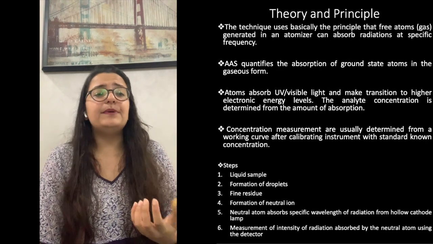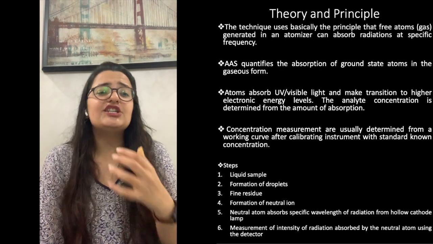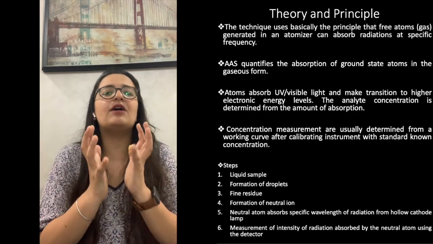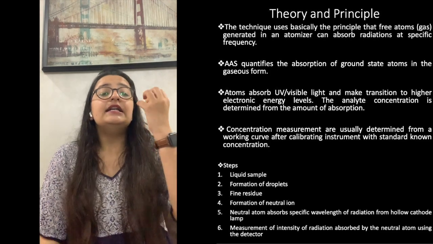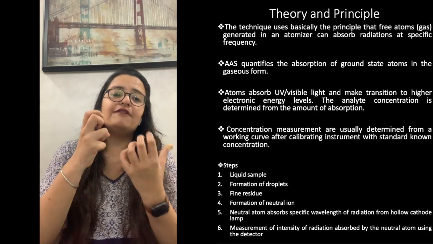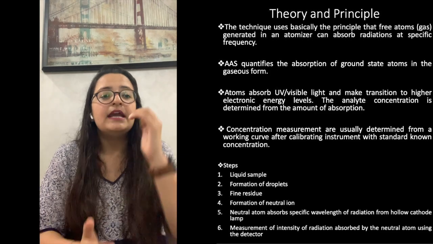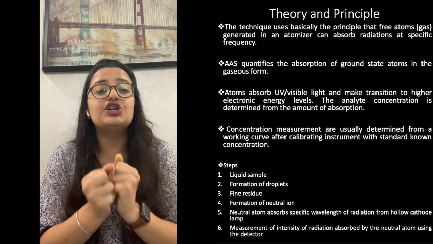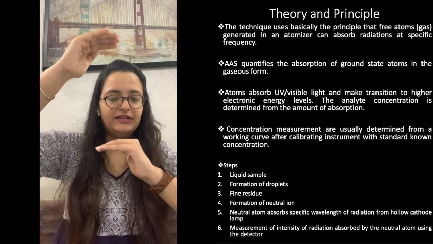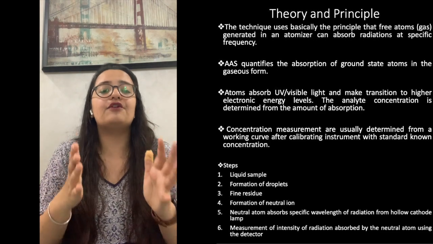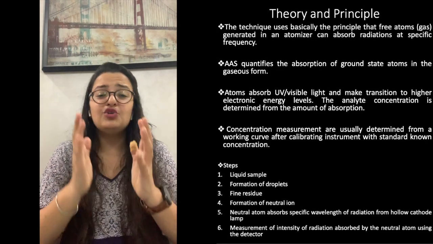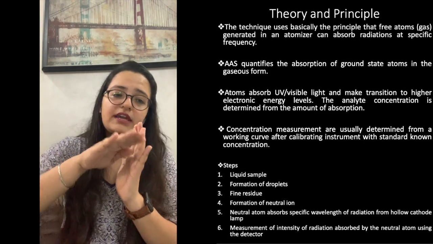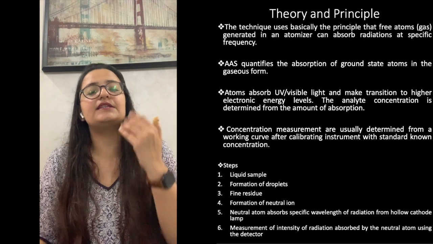The theory and principle of AAS: generally, these techniques use the basic principle that free atoms generated in the atomizer can absorb radiation at a specific frequency. AAS quantifies the absorption of ground state atoms in the gaseous form, and atoms absorb UV-visible light and make a transition to a higher electronic energy level, and the analyte concentration is determined from the amount of absorption. You know about the energy diagram. Okay, so the concentration measurements are usually determined from the working curve after calibrating the instrument with standards of known concentrations.